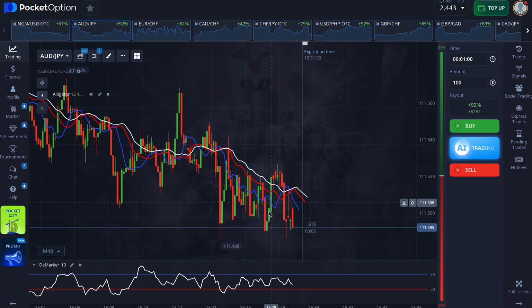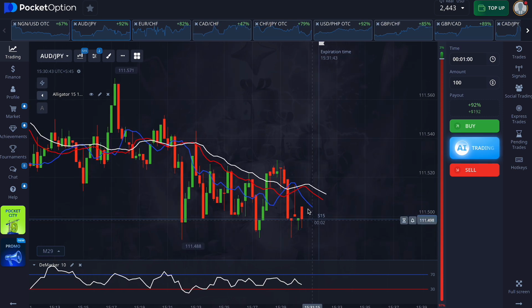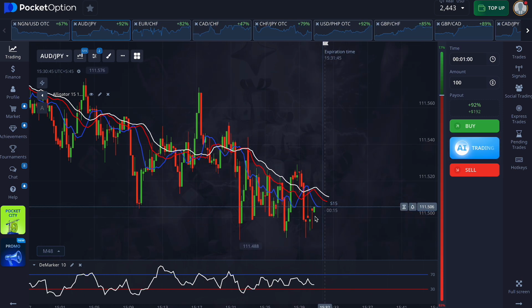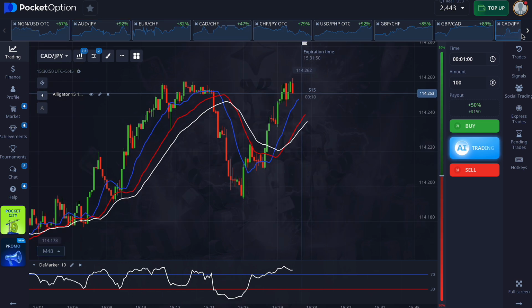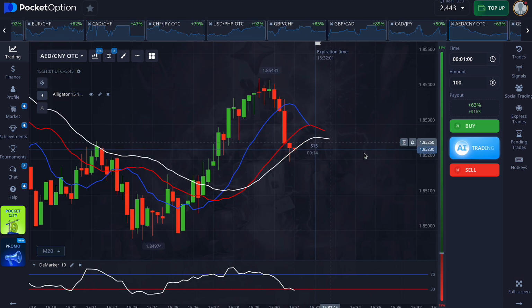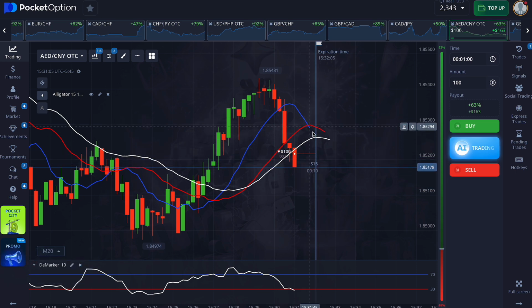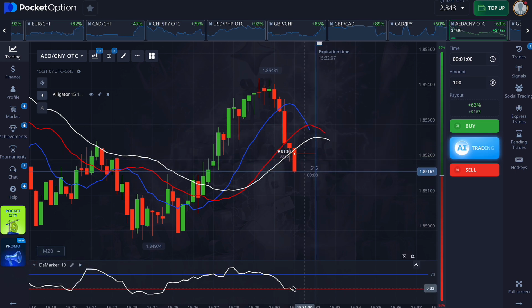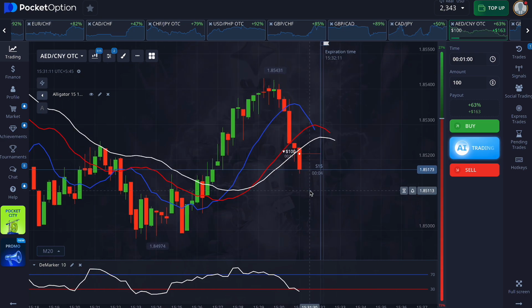Let's see another market. Okay, as you can see, it's fluctuating a lot, so make sure you don't trade in this type of market because it's fluctuating a lot. Now let's see another. Okay, as you can see, it's going down, so I'm selling it here. The alligator is going down, and the DeMarker is also going down. That's why I've sold. So let's see what will happen.